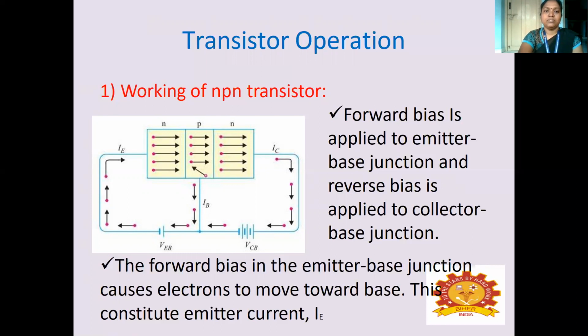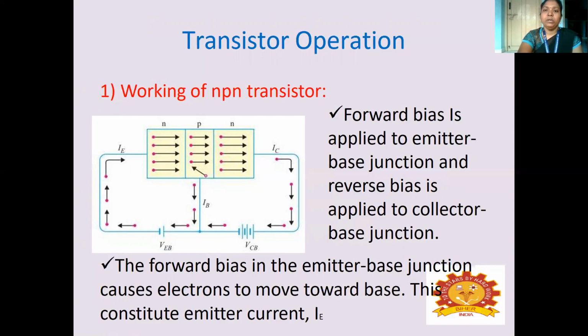The input we call VEB, that is the voltage across the emitter and the base. And the other voltage, which is across the base and the collector, we call VCB. The three different currents flowing are called IE, IB, IC, and this is the NPN transistor. So we know that the arrow mark of the IE should be inwards.